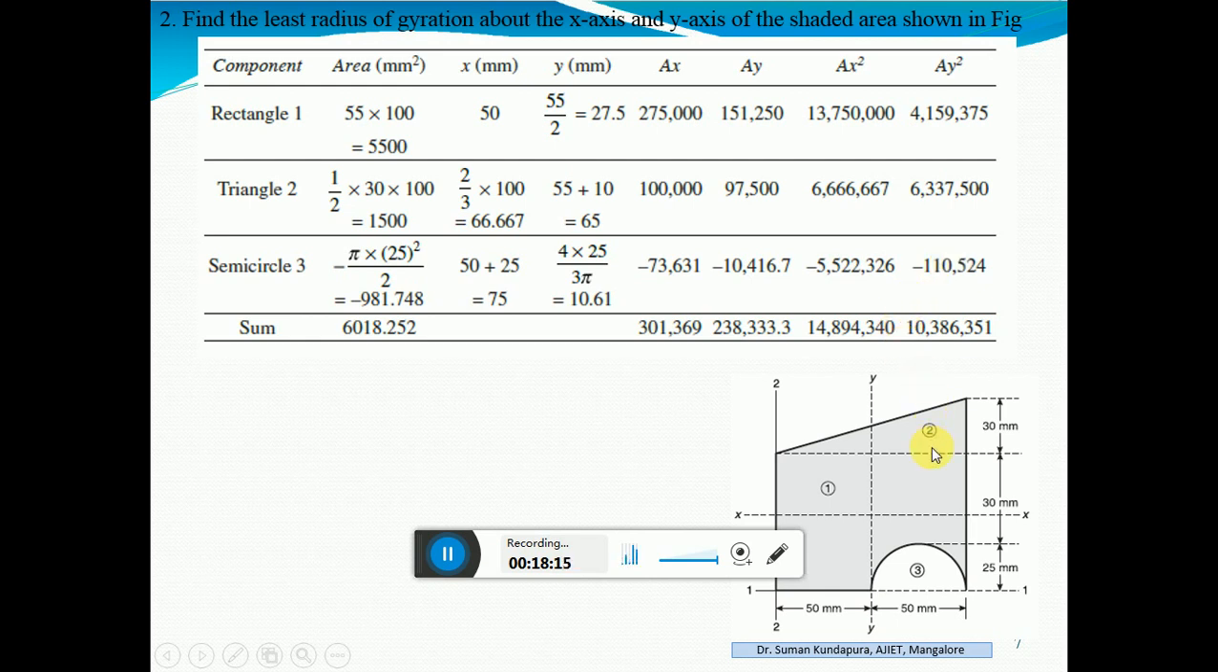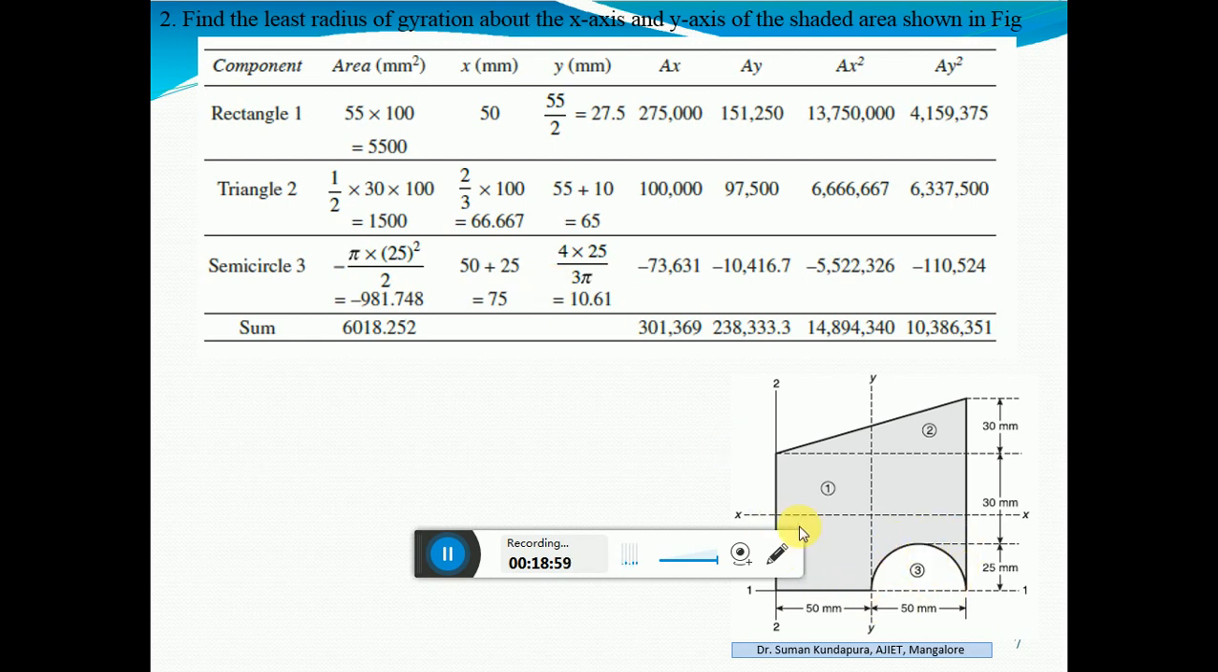Okay, but you should get the same x bar and y bar, right? Because you are rotating about the same reference axis, correct? So here you are supposed to find out the least radius of gyration about x-axis and y-axis of the shaded area shown in figure. Now what I will do is I will split this figure into one whole rectangle, one semicircle and one triangle, in which semicircle is the cutout portion.